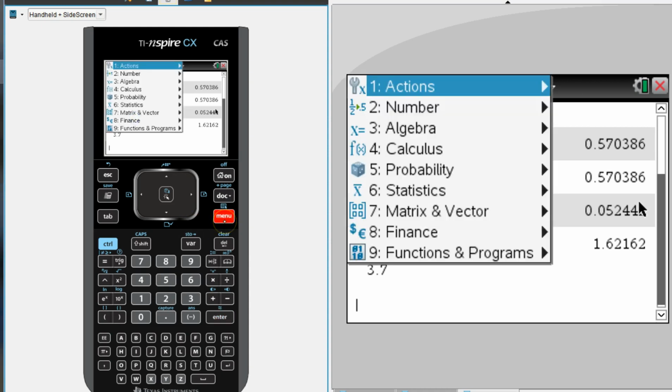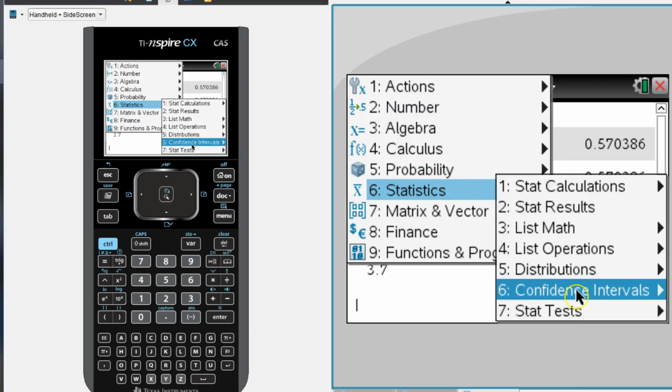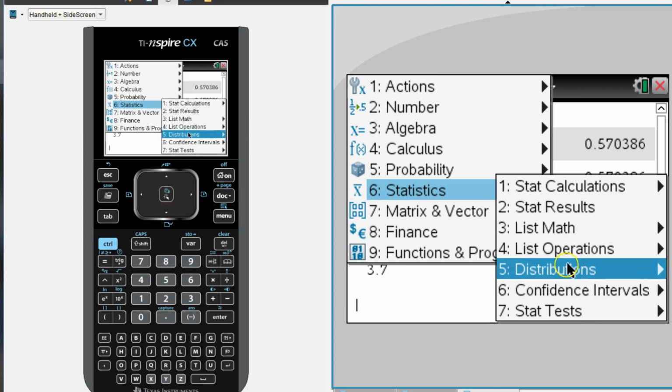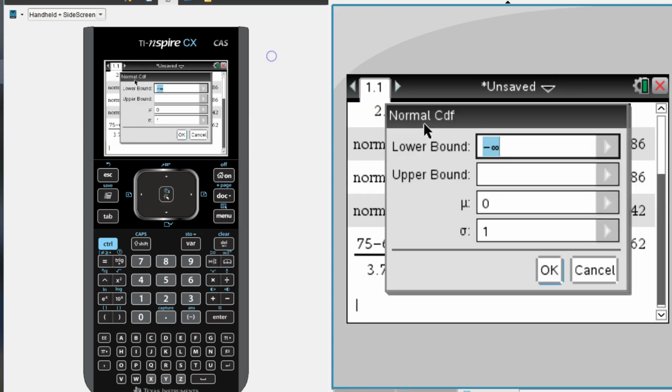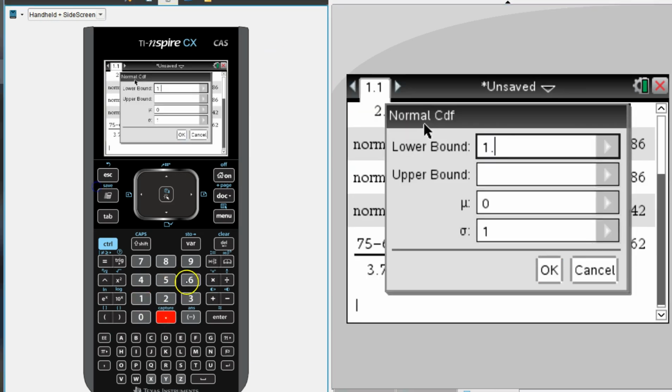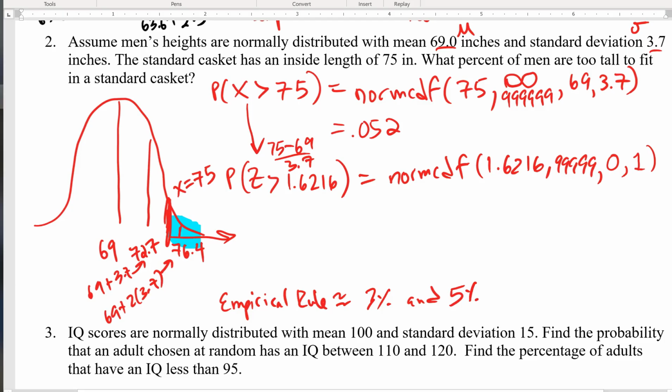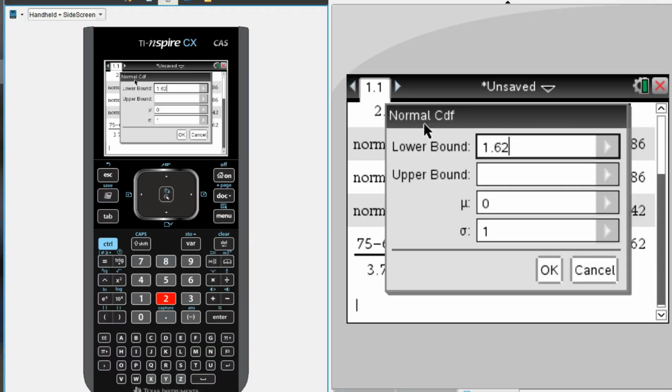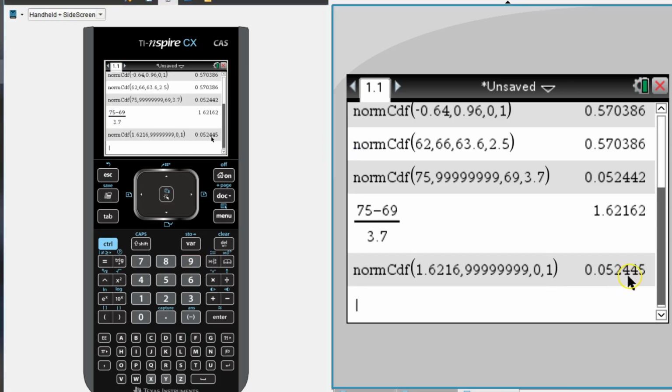So when I go to run this, stat, distributions, norm CDF, 1.62, make sure you get a little more on there, 1.6, upper bound, and mean and standard deviation, leave that alone. Is the answer the same? Well, there's a little round off there at the end. Within 3 decimal places, we're doing fine.